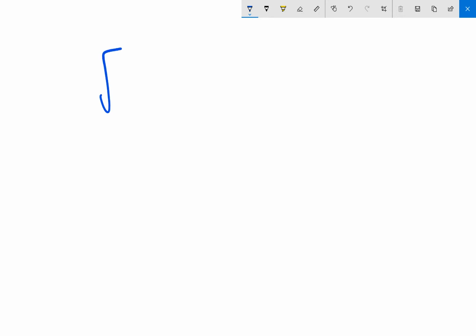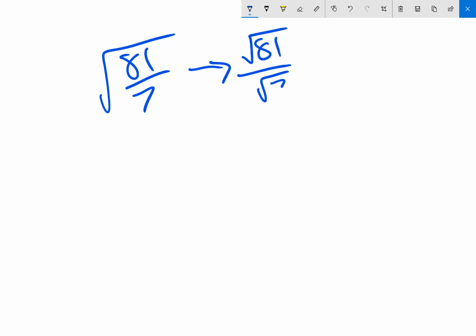Number 8, the square root of 81 over 7. So this one's a little bit different than number 3. Now, first and foremost, 81 divided by 7 is a fully reduced fraction. I can't simplify that fraction anymore. So what I'll do is I'll separate the 81 and the square root of 7. Now, I'll clean it up a little bit, but I still have a little bit of work to do.